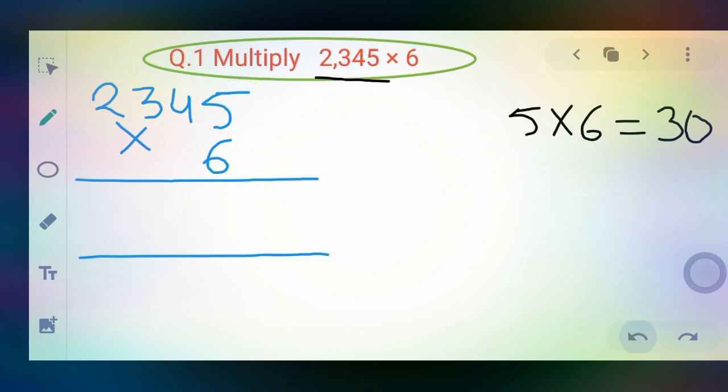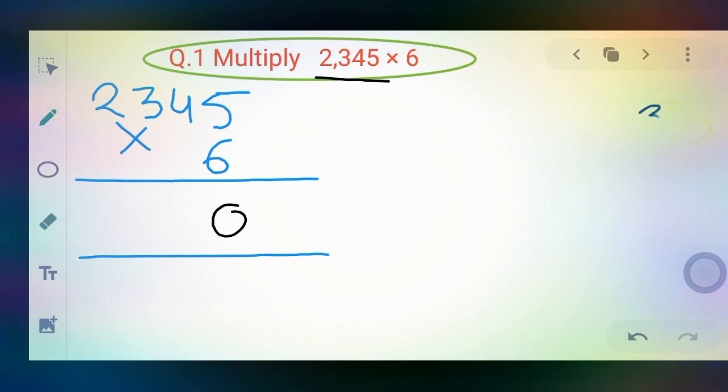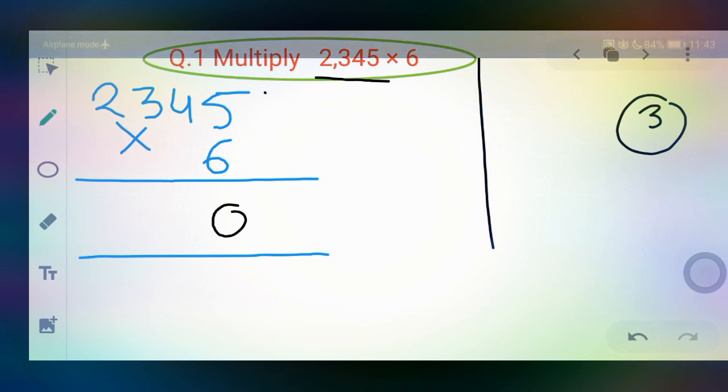So dear student, what I do here, I will put here 0 and this 3 I will take as carry. Clear? So dear student, 3 is your carry. You can write it here. Also you can write it here, but this does not matter. You can write these things here. Ready?